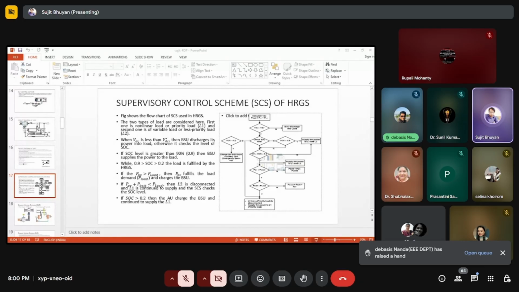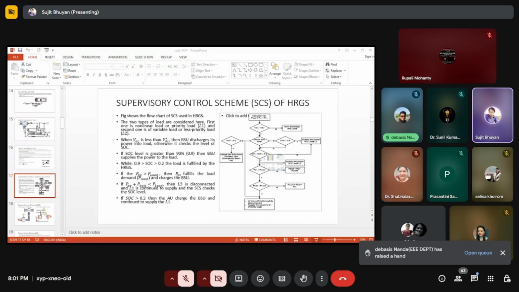If the SOC level is less than 0.9, then it supplies the power to the loads L1 and L2. What are L1 and L2? I'll explain. L1 is the primary load or constant load. L2 is the variable load. Here I have taken two types of load. Why, I will describe on the next slides, but remember that we are taking two types of load. If the condition is no, then it checks whether the SOC level is between 0.9 to 0.2. If yes, then it again supplies both types of load.